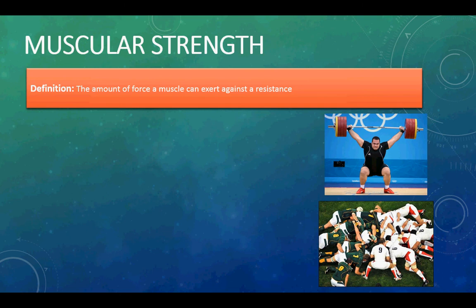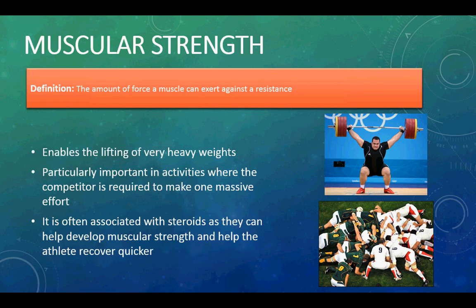Our next one is muscular strength. Now, muscular strength is the amount of force a muscle can exert against a resistance. It enables the lifting of very heavy weights, as you can see by our weightlifter on the right hand side of your screen, and it's particularly important in activities where the competitor is required to make one massive effort. Unfortunately, muscular strength is often associated with steroids, as they can help develop muscular strength and help the athlete recover quicker from injuries.